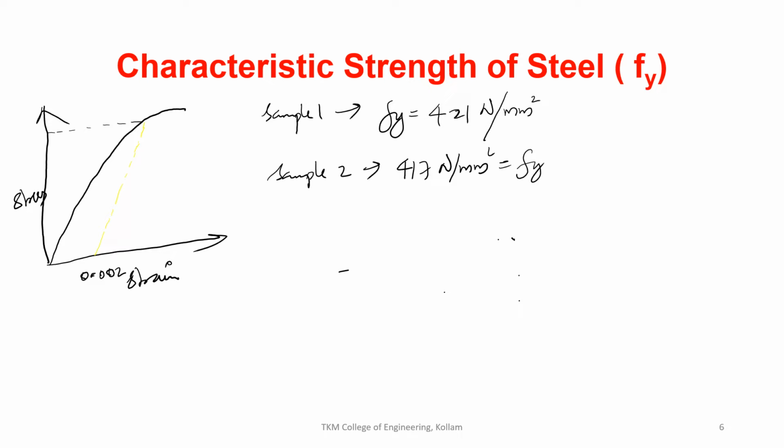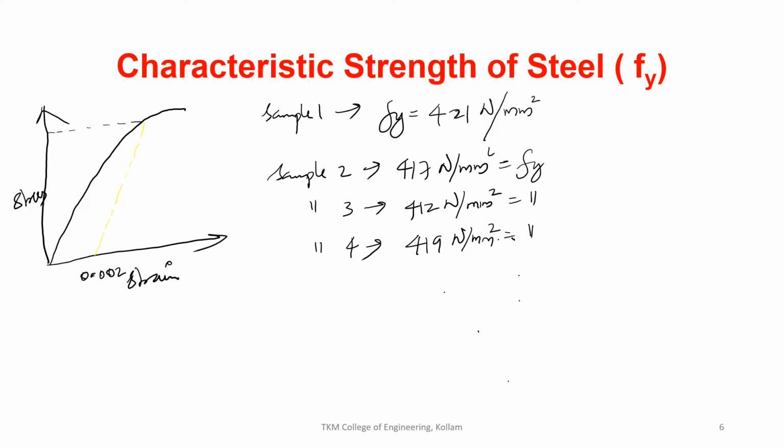For sample 3 I got 412 Newton per mm square. For sample 4 I got 490 Newton per mm square. Like that it will go on. Similarly, I got values for 100 samples, somewhat random values like this.